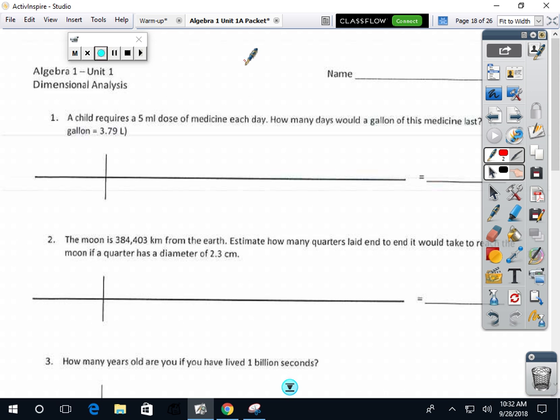Next period, we'll practice this stuff, but more of a game mode where you can earn candy. So that means you need to pay attention now so the next period you're able to do it.